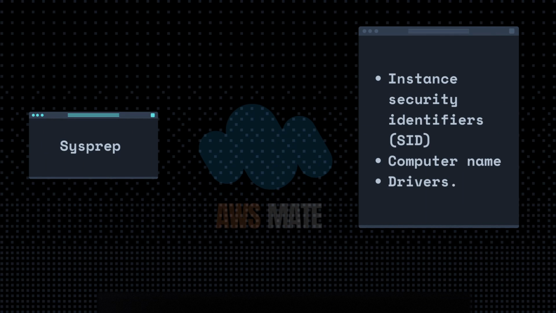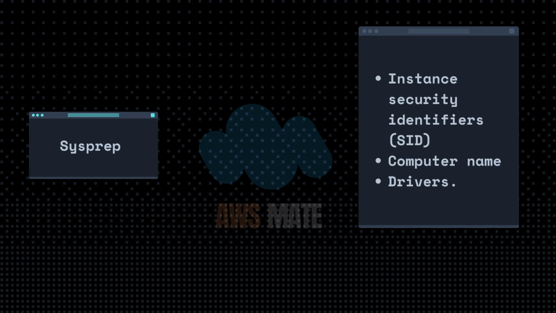Creating an image this way will help you create a backup of the instance. However, if you wish this to be a golden image, so you can launch multiple instances, then you need to perform Sysprep within the instance. Sysprep is a Windows process that removes unique information from a Windows installation, including the instance security identifier, aka SID, computer name, drivers, and some other information. This is performed so that you can reuse the image on different computers. For more information about Sysprep, please refer to the Microsoft documentation that I've mentioned in the video description.